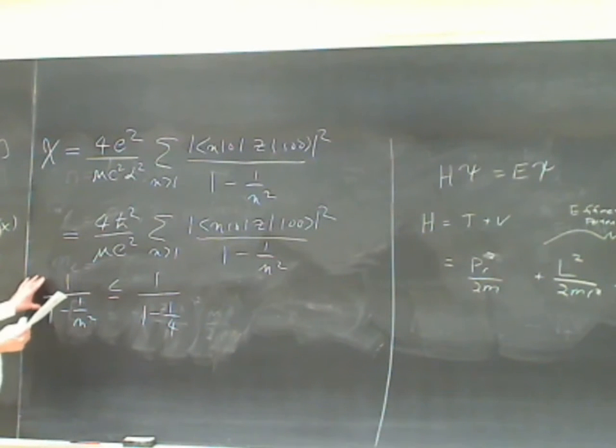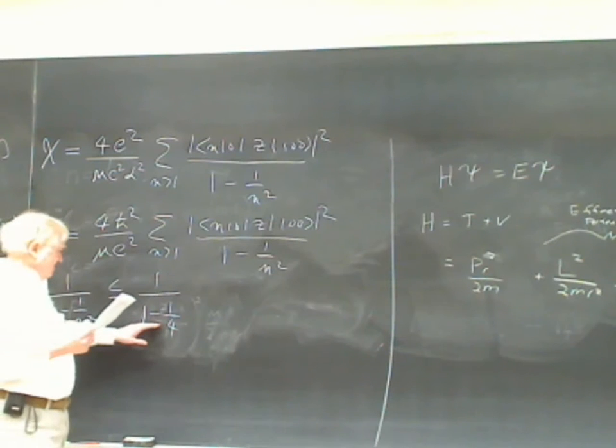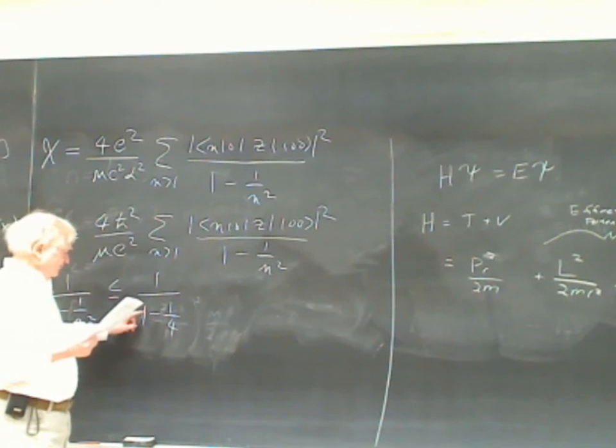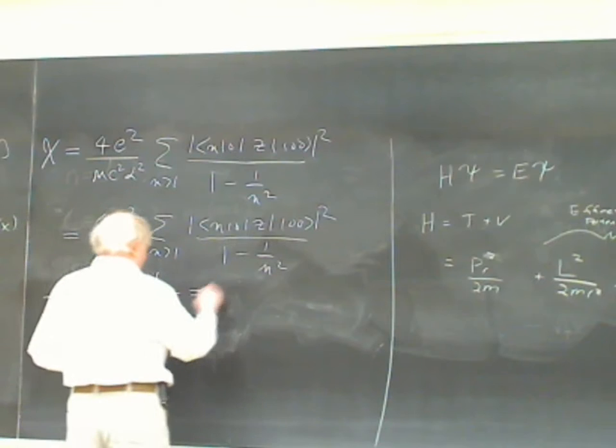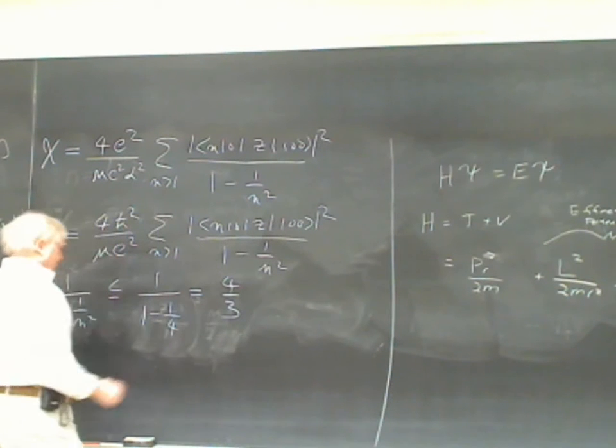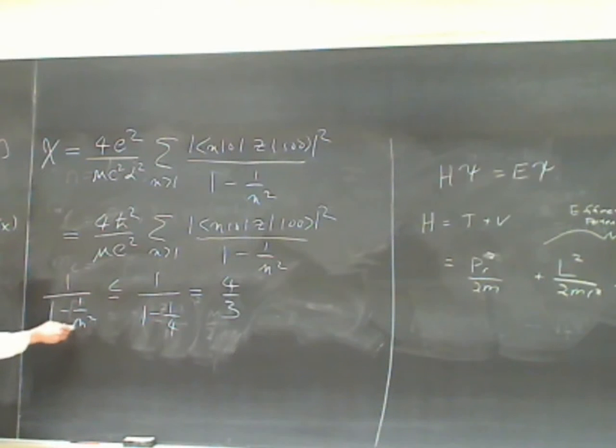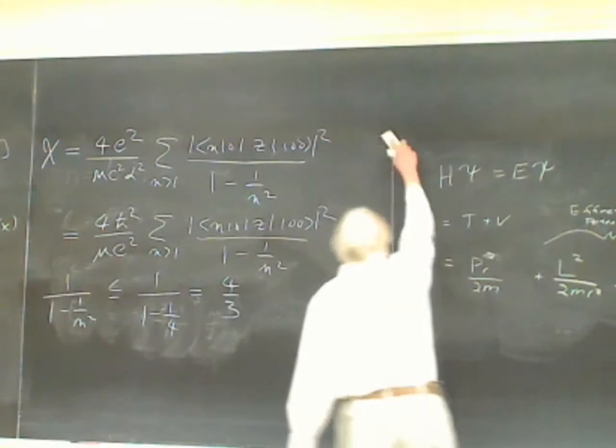Take n to infinity here, this goes directly to 1. And this is, well, that's right, this is 3 quarters, so 4 thirds, so indeed 1 is less than 4 thirds. Yes, this is 4 thirds. Somehow I'm not thinking clearly. And this one, for n equal to 1, of course, it's infinity. For n equals 2, you have equality, but for n equals 3, it's 1 minus 1 ninth, so it's 8 ninths, or it's 9 over 8, which is less than 4 over 3. All right, so what we can do then is we can get an upper bound for this sum.